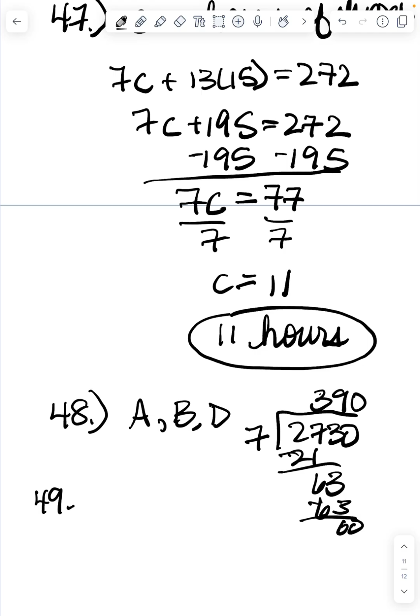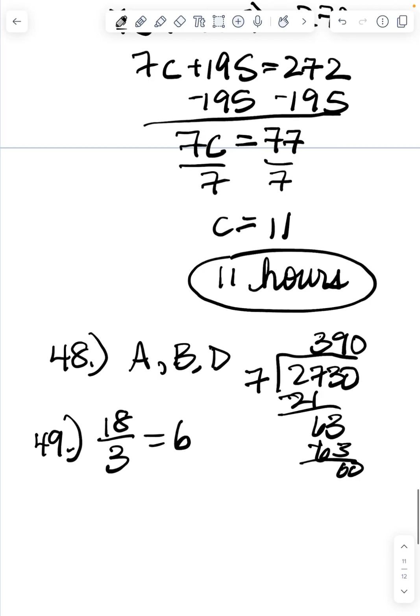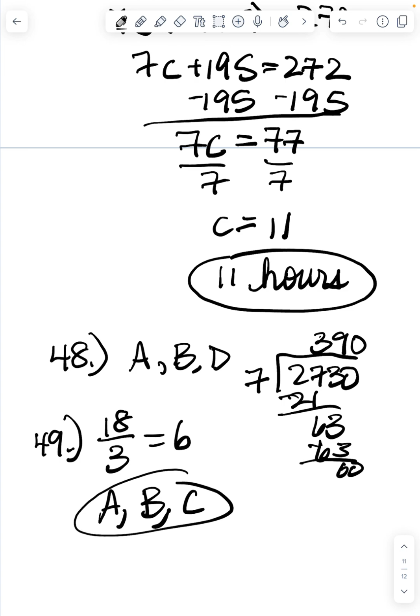Number 49. Which set contains 18 thirds? List all of the correct answers. 18 thirds. Okay, so this is written as a fraction, but guess what? This is actually the number 6. Okay, so that means we are talking about natural numbers. We're talking about whole numbers. We're talking about integers. And it is not an irrational number. So there we go.